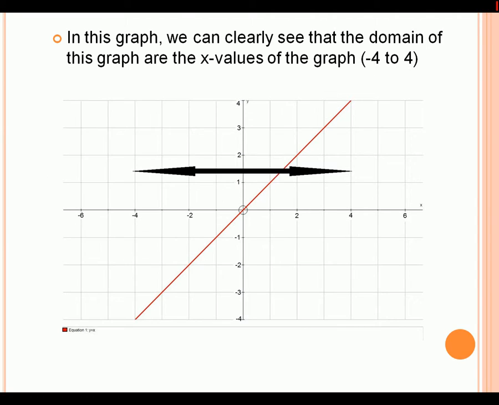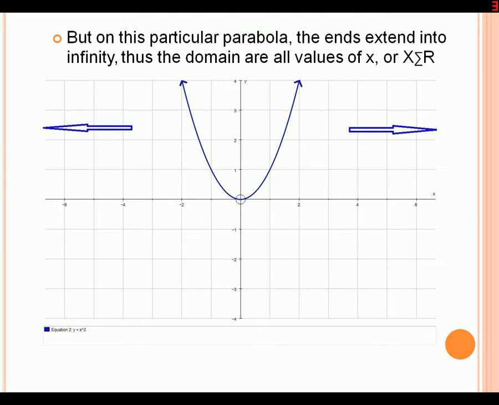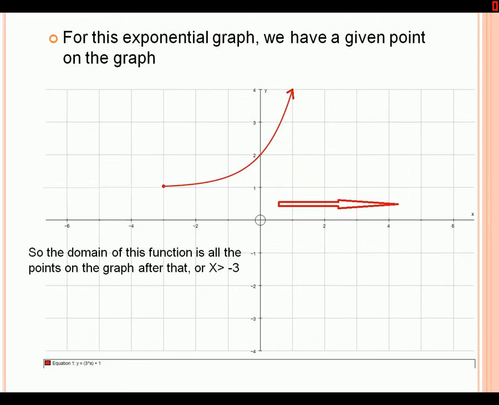Finding the domain via inspection is simply reading off the graph and determining what the domain of that graph is. For example, here, -4 to 4. In this parabola, the arrows extend to infinity, and thus the domain is also infinity. In this exponential equation, we are given a point at -3, and the arrow shows that the rest of the values continue to infinity, and thus the domain of this function is x greater than -3.